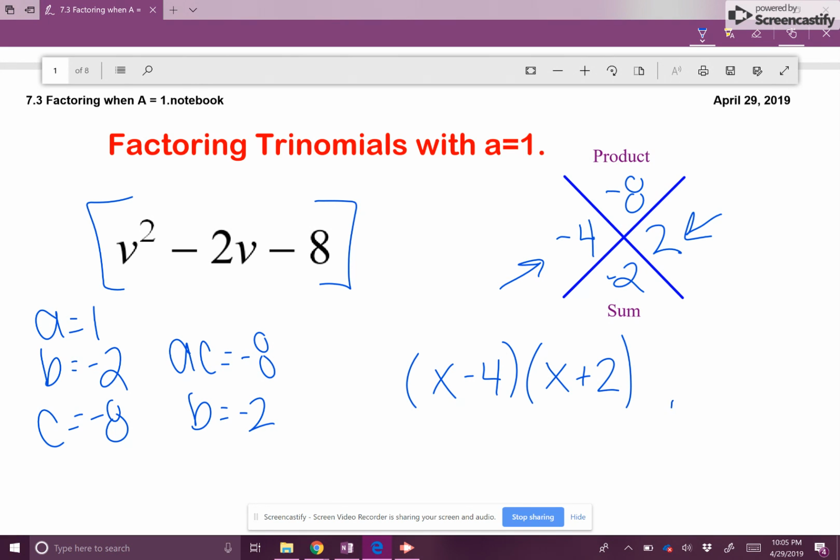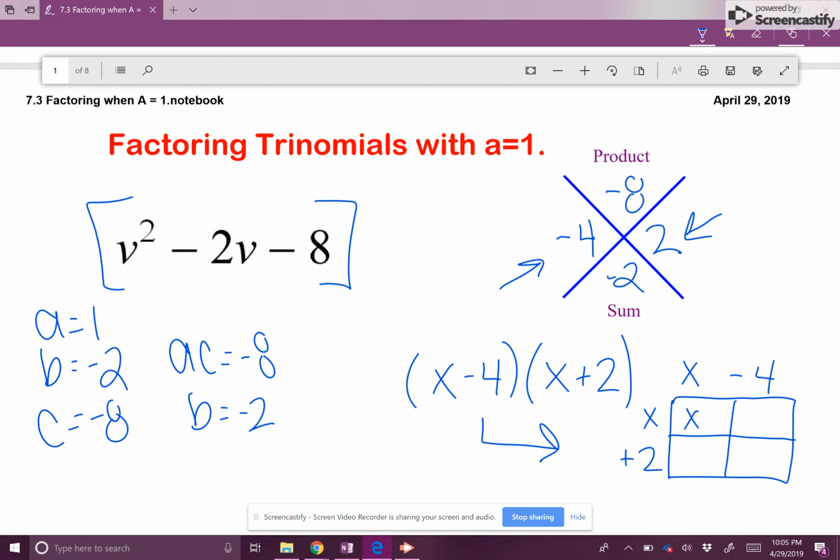I'm only going to show this one time, just as a way to actually check your answers to determine if you're right. All factoring problems are self-checking. So if you use an area model to show the expansion of x minus 4 times x plus 2, you'll find you get x squared minus 4x plus 2x minus 8. And when I combine like terms, I get x squared minus 2x minus 8, which is exactly what I started with.